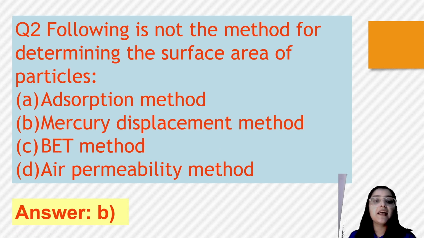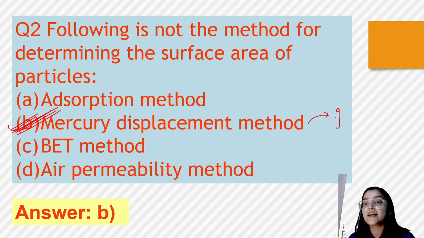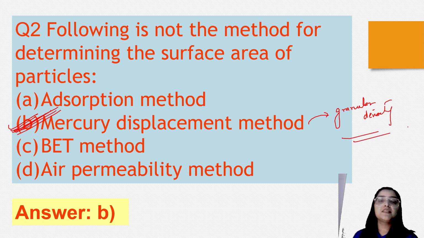We have already seen that the mercury displacement method is for the determination of what? For the determination of the granular density and not the surface area. We have seen the adsorption method. I have discussed the solute adsorption, the gas adsorption. We have discussed the BET equation there. Okay, the air permeability method. We have discussed the Carr equation there. All these were methods of determining the surface area. B, the mercury displacement method, is the correct answer because the question has asked which is not the method.